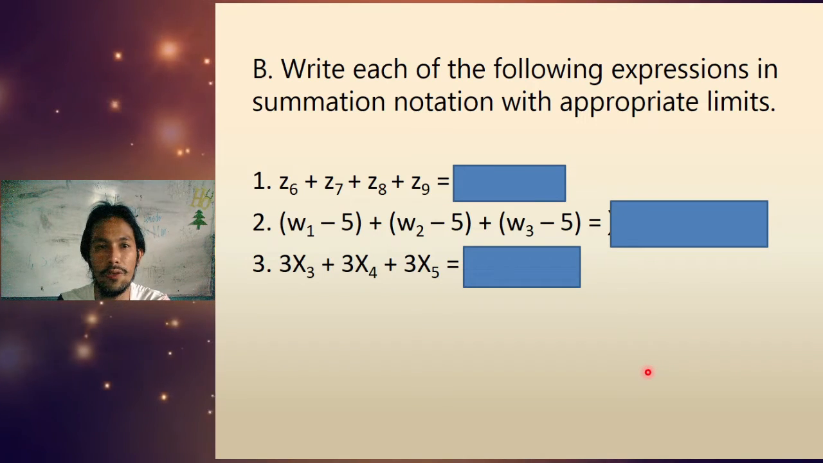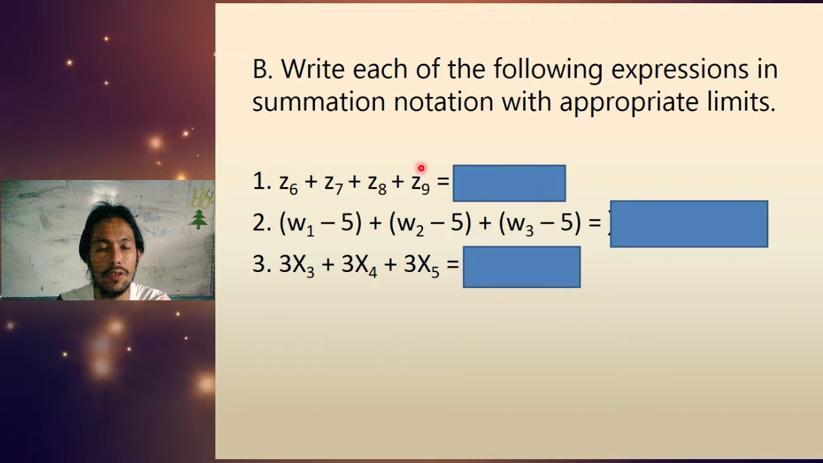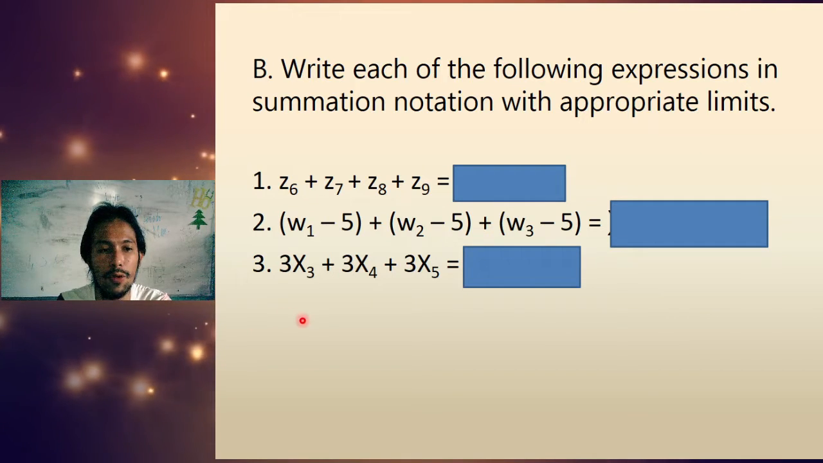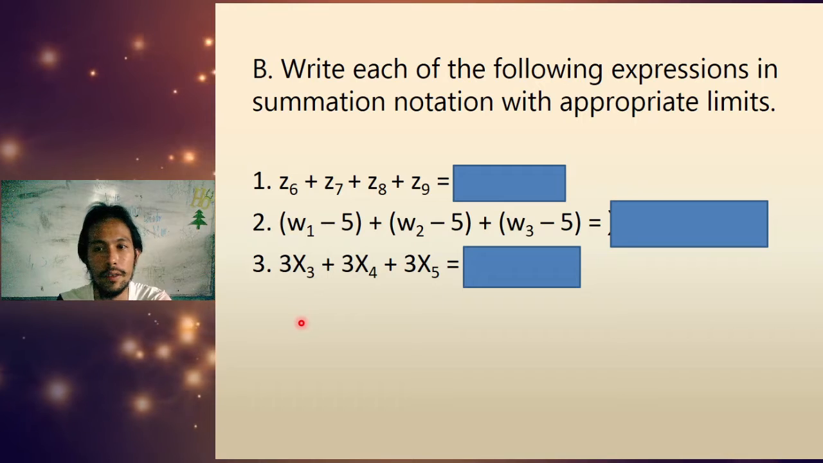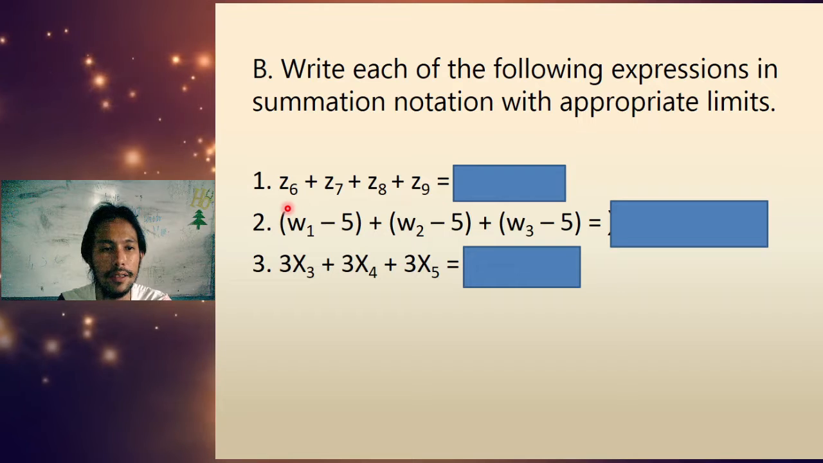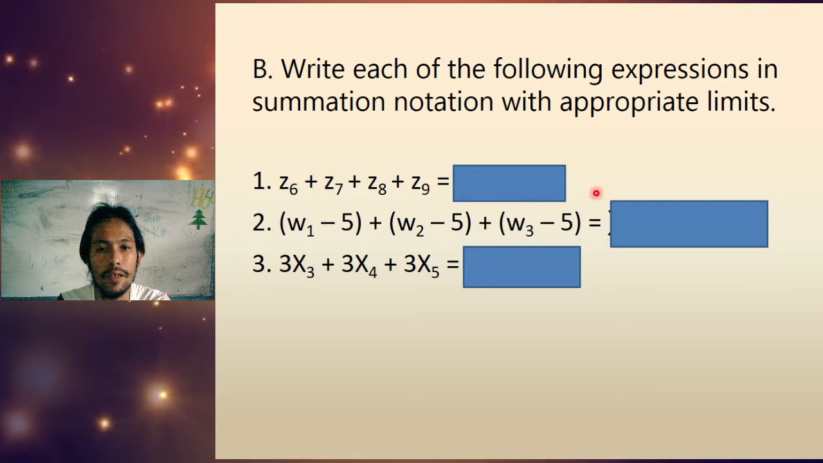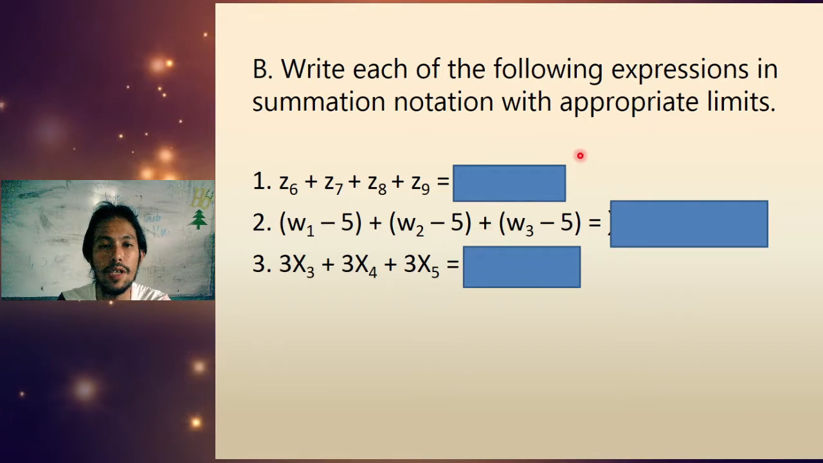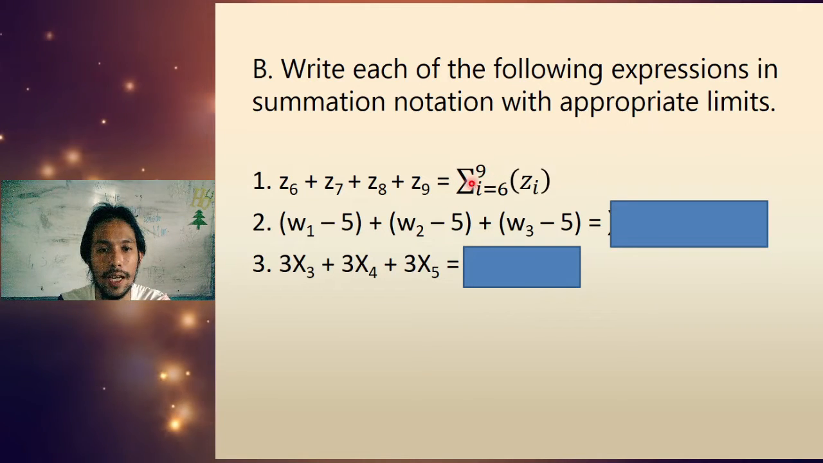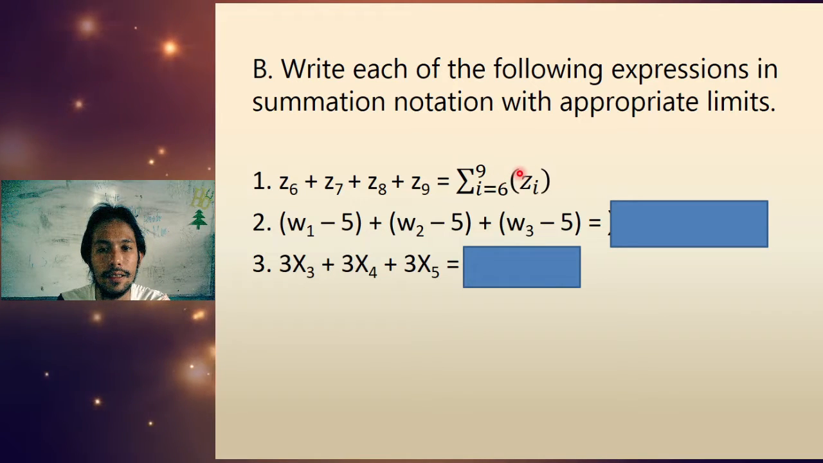So, write each of the following expressions in summation with appropriate limits. Kanina, gihimo nato ang summation notation. Kaganina, gi-write nato ang full equation, unya karon mo-move on na ta. So, c sub 6 plus c sub 7 plus c sub 8 plus c sub 9. So, i-write nato siya in summation form notation. Mahimo na siyang summation of, since 9 man ang upper limit, so 9, and nag-start siya sa 6, so 6. So, ang equation kay c sub i.